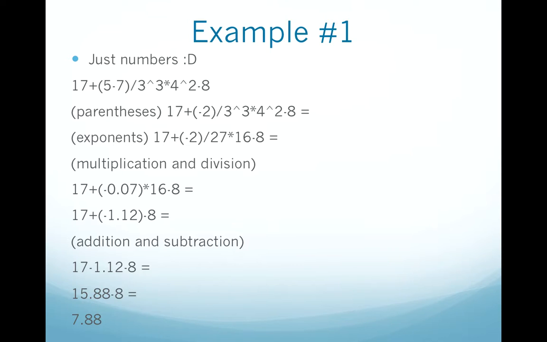Next, you're going to go in and solve the exponents. Now, the exponents that I have here are 3 to the power of 3 and 4 to the power of 2. So, when you solve those exponents, you're left with 17 plus (negative 2) divided by 27 multiplied by 16 minus 8. Then you're going to go in from left to right and solve any multiplications and divisions.